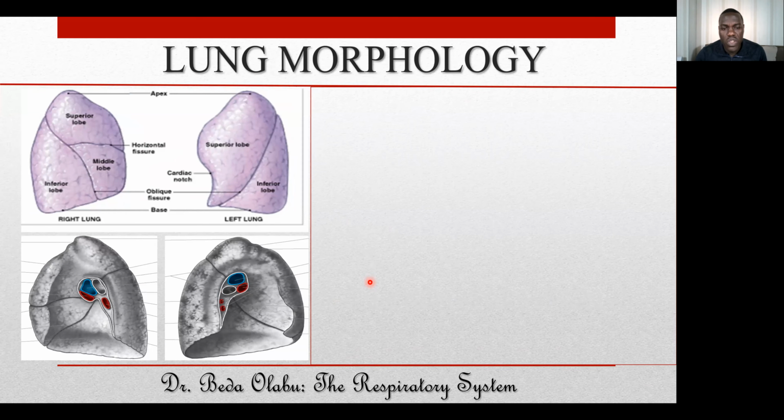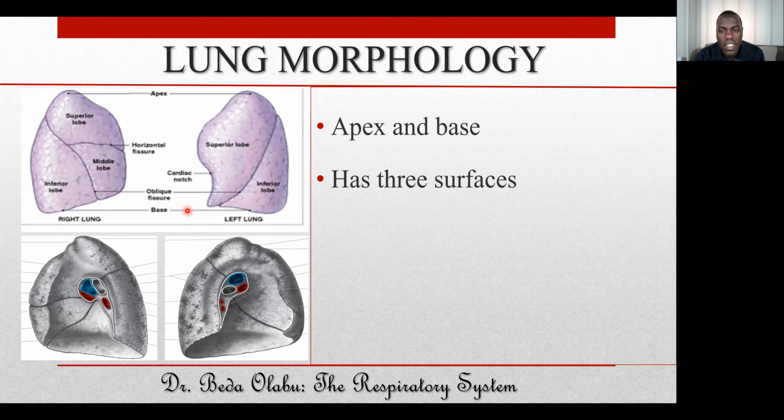Okay, we can now talk about the morphology of the lungs. We have the right and the left lung. Each lung has an upper region, which we call the apex. The apices are the ones that usually extend into the neck. The base of the lung at this lower part rests on the diaphragm. Each lung has three surfaces. The surface facing the ribs is known as the costal surface. The surface facing the diaphragm is known as the diaphragmatic surface, and the surface facing the mediastinum is known as the mediastinal surface.